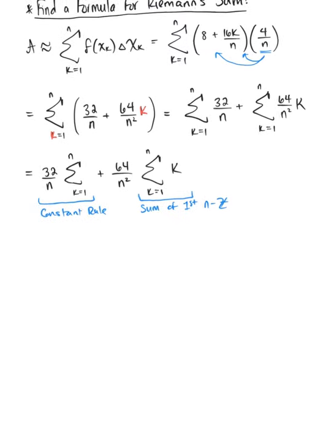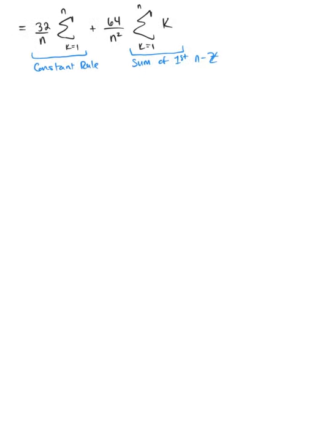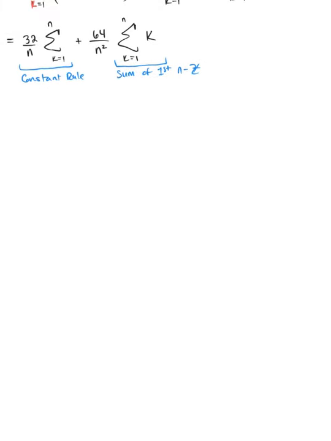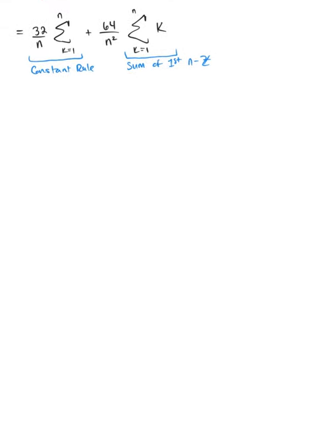So we can apply those rules and further simplify. And let's give ourselves plenty of room here. So we can rewrite this first one as 32 over n. And by the constant rule, we know that the summation just goes to n. And for the second sum, we have 64 divided by n squared. And by the sum of the first n integers, we know that this is multiplied by n times n plus 1 all over 2.